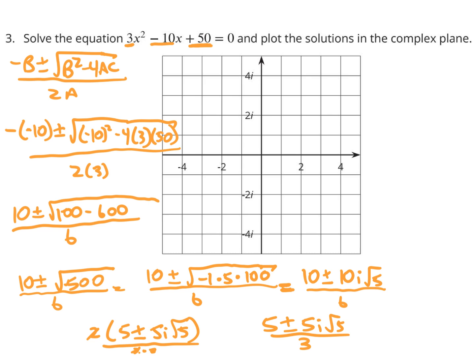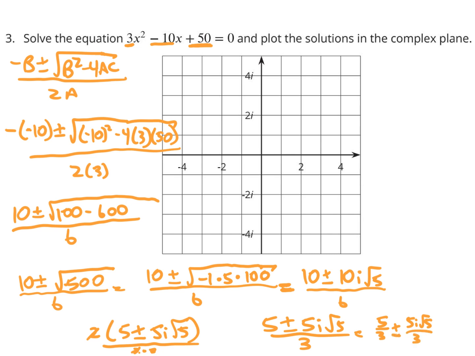Yes, you're going to have to do all this work to simplify this. And we want to put this in a complex plane. I'm not going to worry about plotting these in a complex plane. But if you really want to, 5 over 3. So what this really means is 5 over 3 plus and minus 5i root 5 over 3.